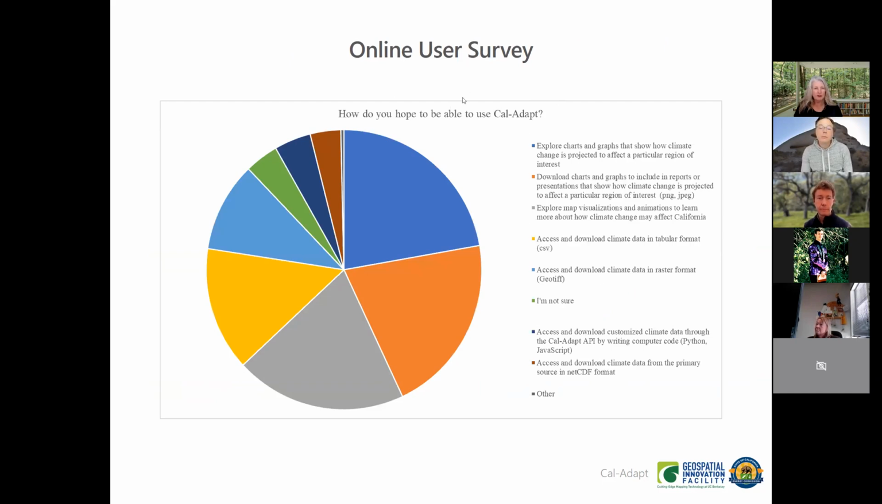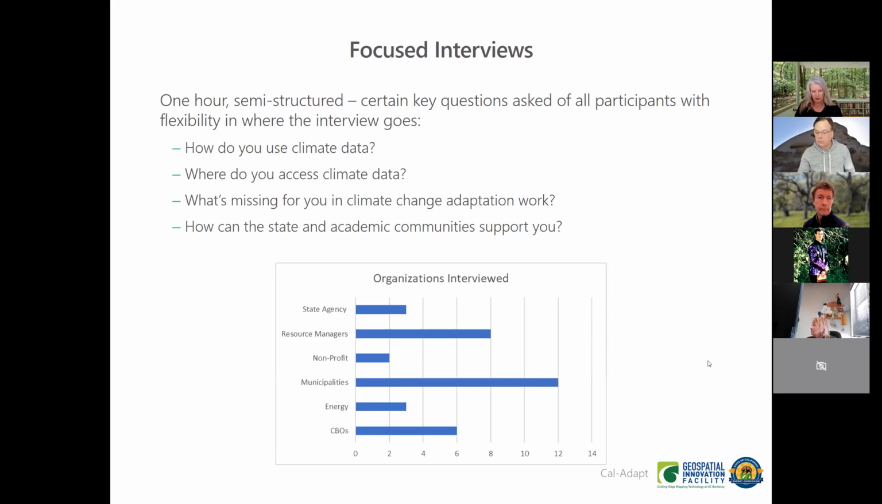One of the questions we ask in our online survey is how people hope to be able to use CalAdapt. And we learned that there's a lot of different ways that people are using the data from CalAdapt. There's a lot of interest in exploring data through the charts and graphs on the website. There's also a lot of users who are downloading the climate data directly to use in their own platforms. So all of this is really helpful for us as we try to improve CalAdapt.